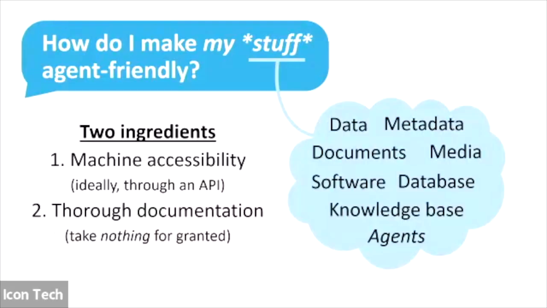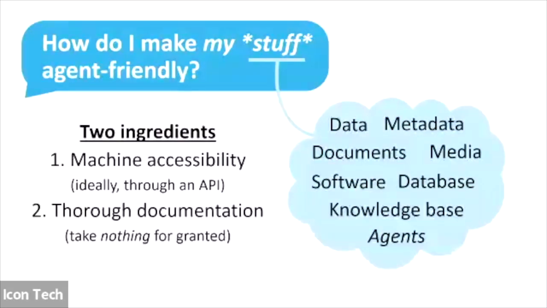But how do you actually make your stuff? So first of all, how do you make your stuff agent friendly without even worrying about making agents? The two main ingredients are machine accessibility. So APIs are really important. These are what scripts and programs use to actually get your data.